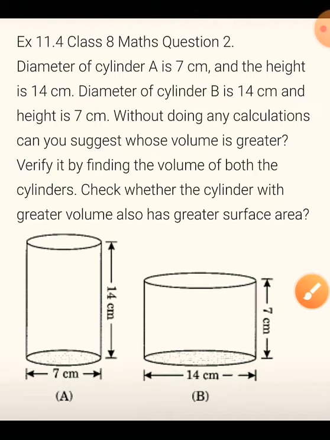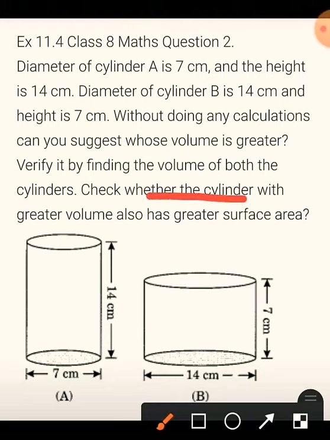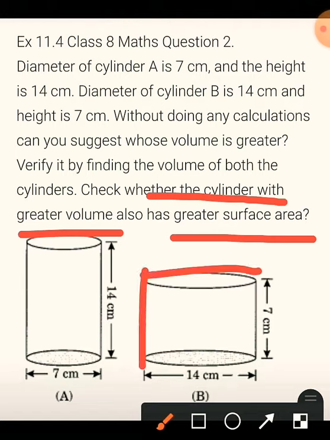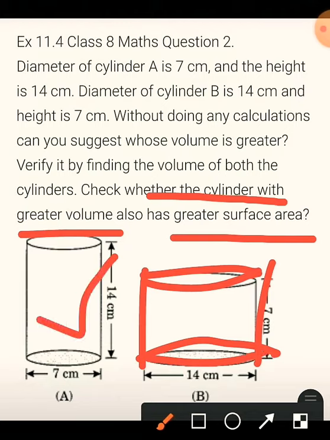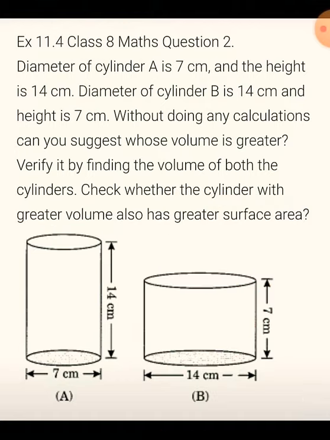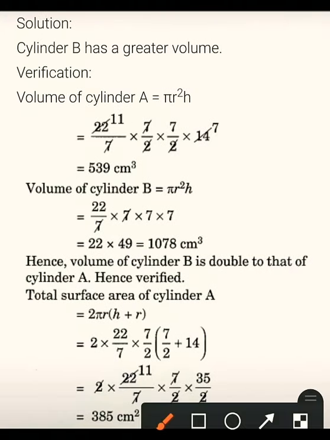Now this was the first part of the question. Next they are asking, check whether the cylinder with greater volume also has greater surface area. Now they are asking, this cylinder's volume is greater, right, it is bigger than this one. So now they are asking whether its surface area will also be bigger, or the surface area can be smaller. They are asking whether greater volume means greater surface area or not. So let us again calculate the surface area.